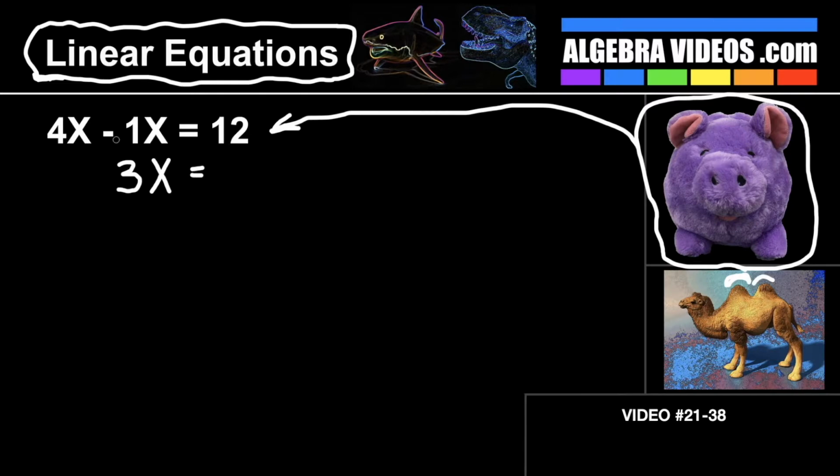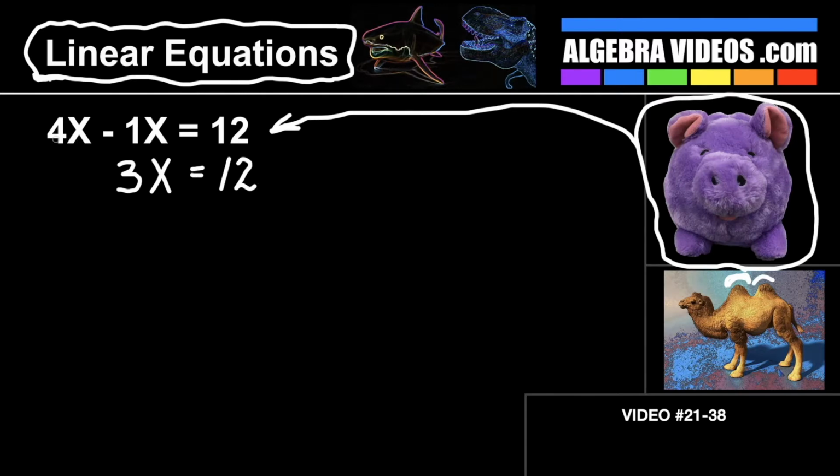Okay? 4 times anything minus 1 times anything is the same as 3 times anything. For example, if you had 4 apples and you took away 1 apple, you'd be left with 3 apples, right? So 4x minus 1x equals 3x. X could be anything. Then on the right, it's just 12. I'm just going to rewrite the 12. Can't get any simpler than that. That's just a number.